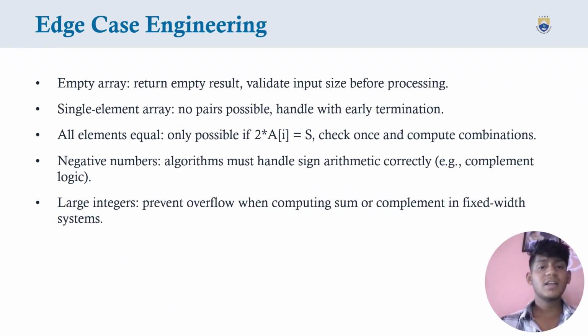Edge case engineering. Empty array: return an empty result. Validate input size before processing. Single element array: no pairs possible. Handle with early termination. All elements equal: only possible if 2 times a_i is equal to S. Check once and compute combinations. Negative numbers: algorithms must handle sign arithmetic correctly.